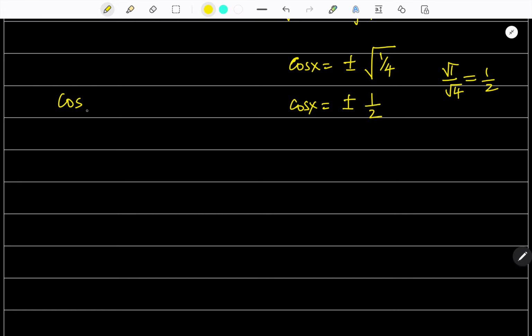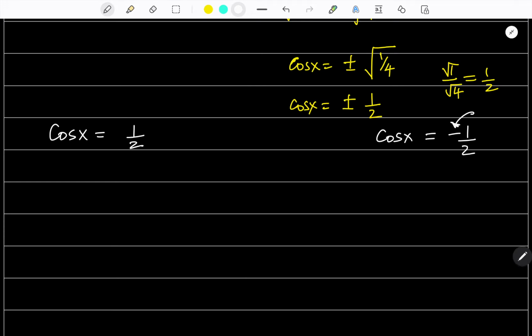So you get 2 answers. What are the answers you have? One answer is cosine x is equal to 1 over 2. And here cosine x is equal to what? Negative 1 over 2. Be careful with the negative.